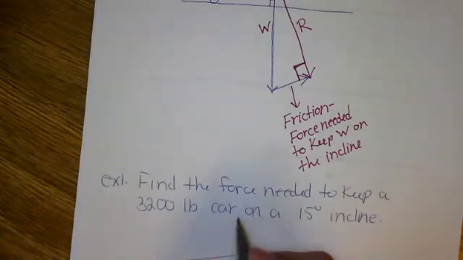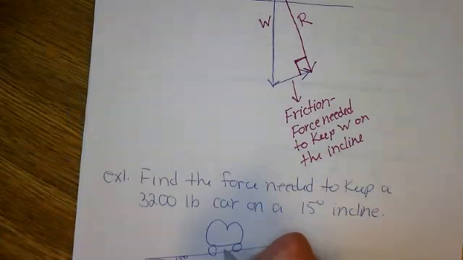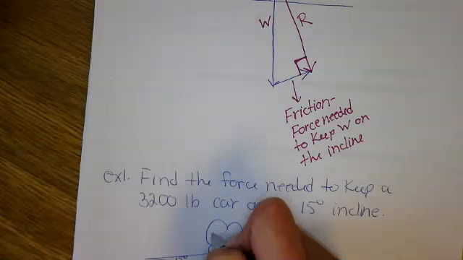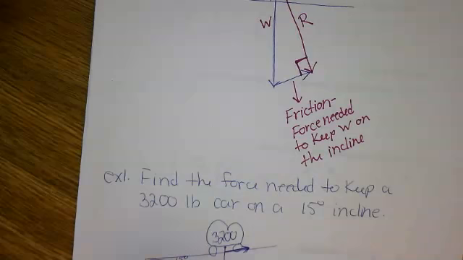So here's our car. And then here's gravity, 3,200 pounds. So gravity pulls down, 3,200 pounds. It's asking for how much force is needed to keep it on the hill. That's what we're looking for. We'll slide that down here. We'll call it F. Draw in our resultant. That makes a right angle. And we can transfer the 15 degrees into the top of our triangle.